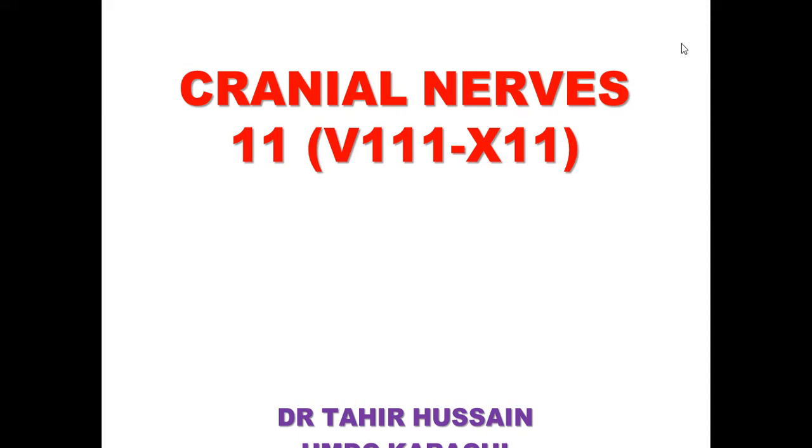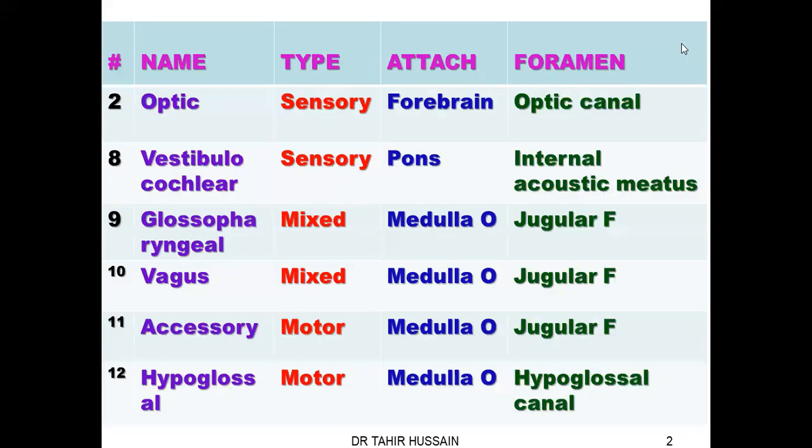Yes, students, now we are going to discuss cranial nerves second and eighth, ninth, 10th, 11th, and 12th. Second, the name of the second cranial nerve is optic. This is purely sensory, attached to the forebrain, and this is because the optic nerve is formed in the eyeball, in the retina, because the receptors of vision are located in the retina. So this optic nerve from the orbital cavity enters into the cranial cavity by passing through the optic canal.